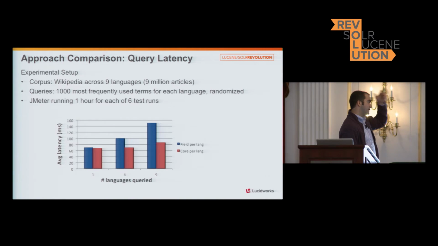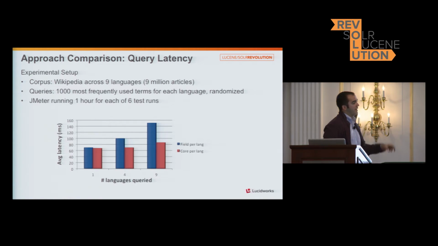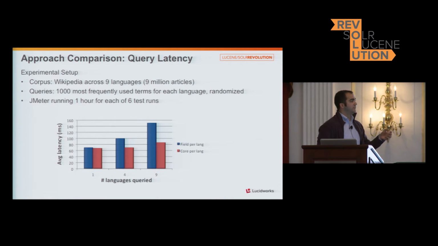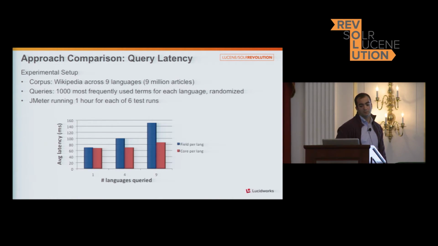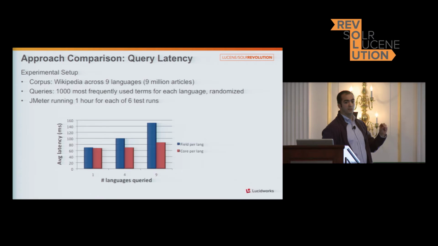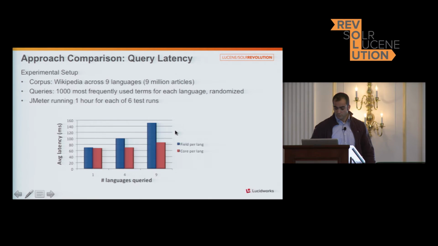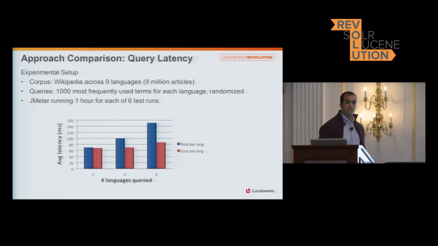As you vary the number of languages on the x-axis, and then you're looking at your average query latency along the y, you can see that if you're just going to query across one language, probably doesn't matter either way. But if you get up to 4 languages, you can start to see a difference and see performance degrade in the field per language approach. And that difference obviously gets even greater as you're searching across more languages. So definitely keep this in mind.